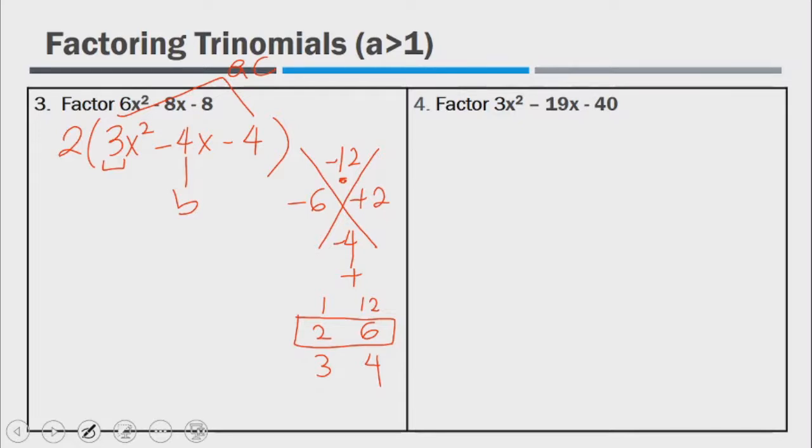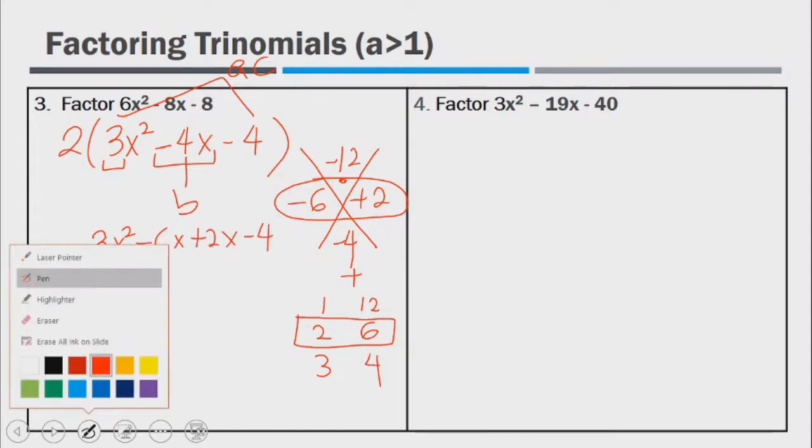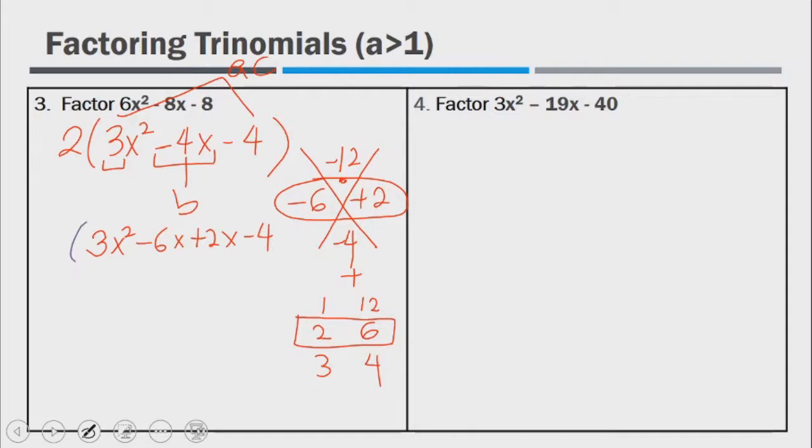So now I can rewrite the expression inside the parentheses as 3x squared. Instead of having negative 4x, I will use this to replace it. So I have negative 6x plus 2x minus 4. Now we can use grouping. We can group these two and then factor the common expressions out.